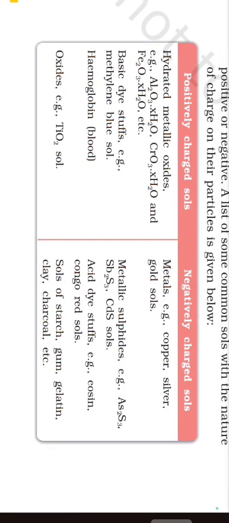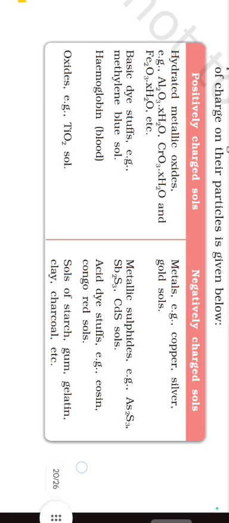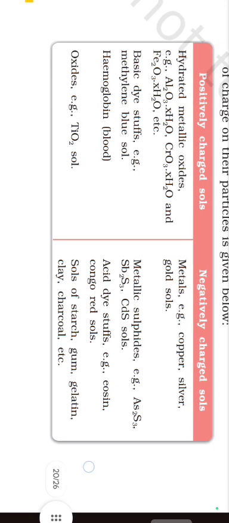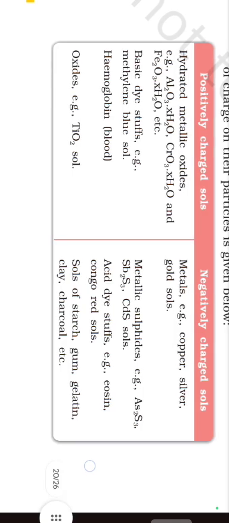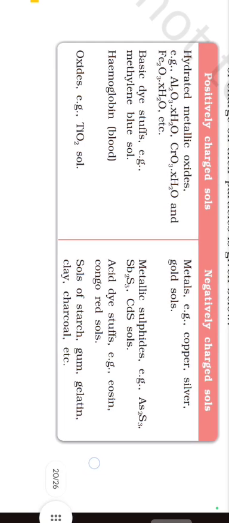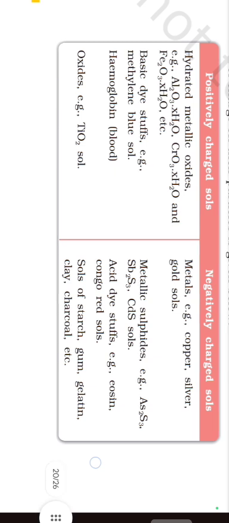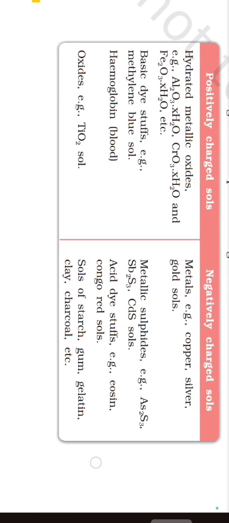Positively charged sols. Hydrated metallic oxides, example Al2O3.xH2O, CrO3.xH2O and Fe2O3.xH2O, etc. Basic dyes, example methylene blue sol, hemoglobin (blood), oxides, example TiO2 sol.